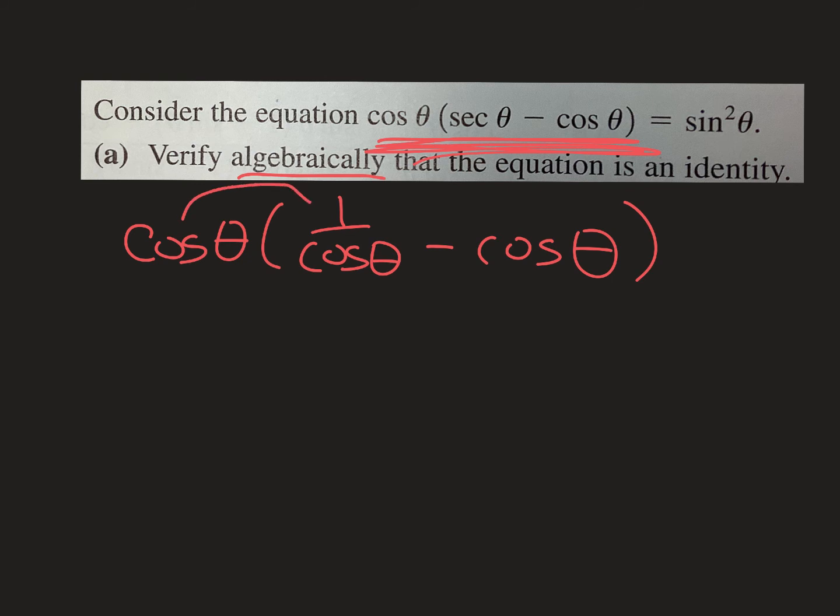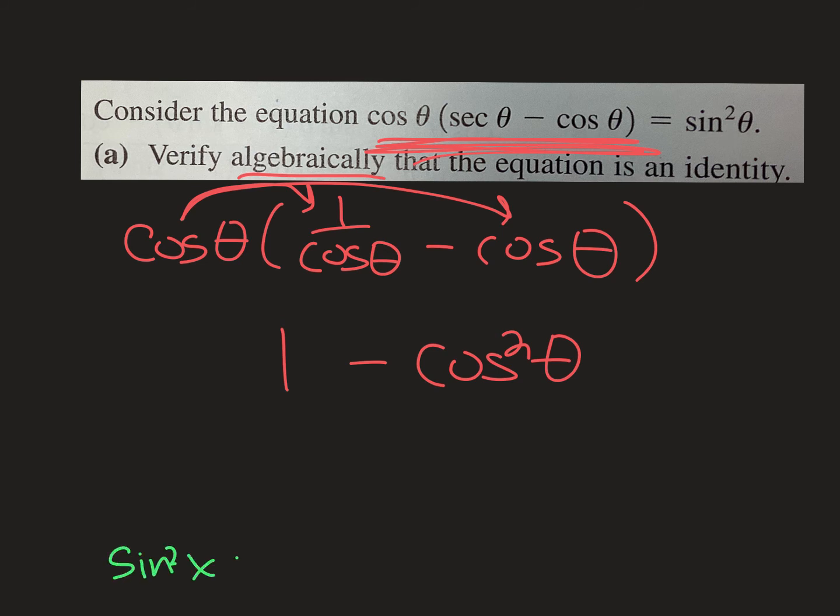If I do cosine times its reciprocal, you just get 1. All right. If I do cosine times cosine, I get cosine squared. Now, that's awesome. 1 minus cosine squared. Don't forget the one we had way back a long time ago, and also the first slide on today's video. Remember, sine squared plus cosine squared is 1.